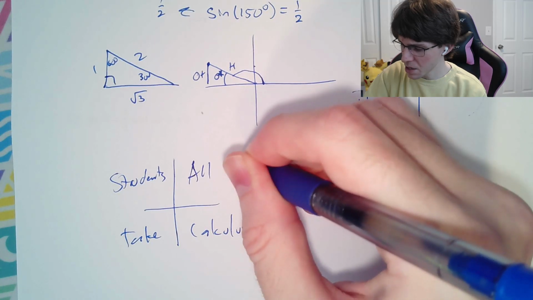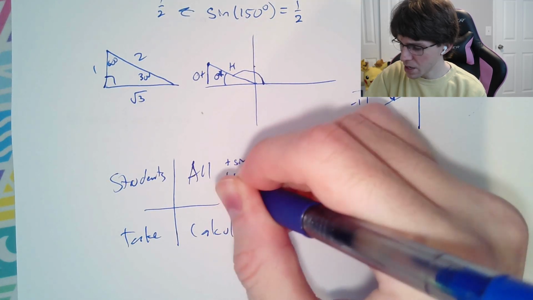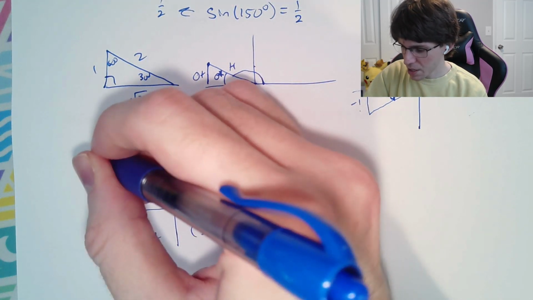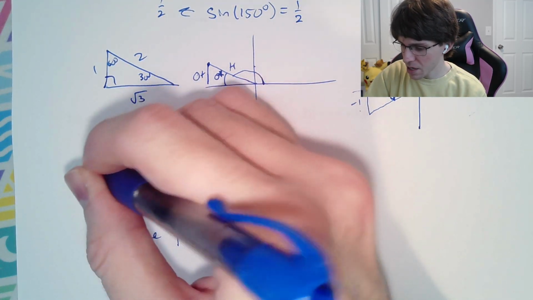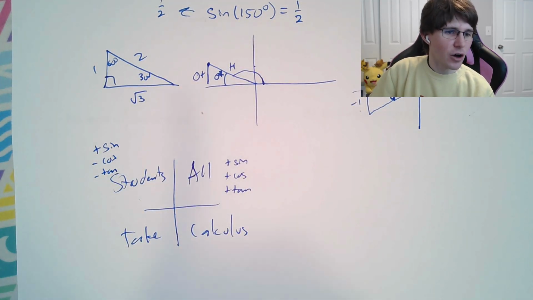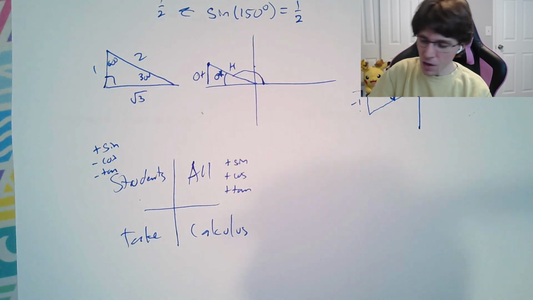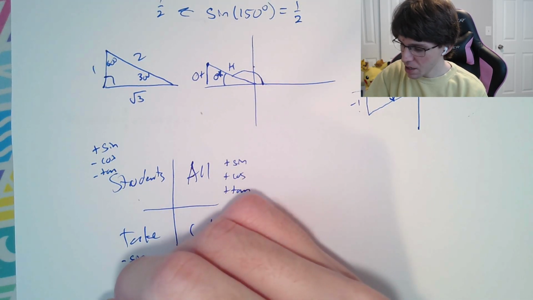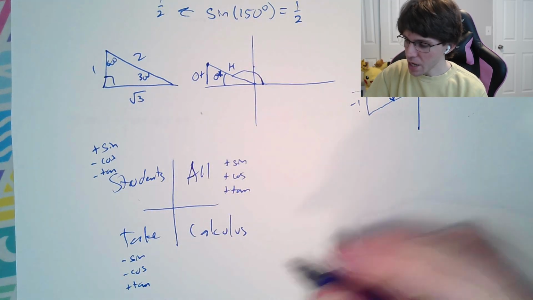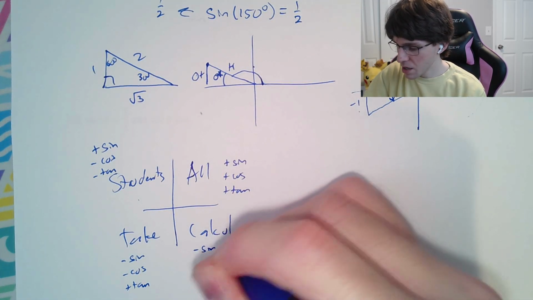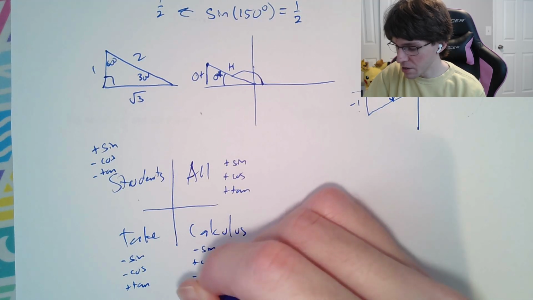So positive sine, positive cosine, positive tangent over here. But the students is the sine quadrant. That is to say, you have a positive sine, but a negative cosine and a negative tangent. The all students take quadrant, the T quadrant, is going to have a negative sine, a negative cosine, and a positive tangent. And then the calculus for cosine, you'll have a negative sine, a positive cosine, and a negative tangent.